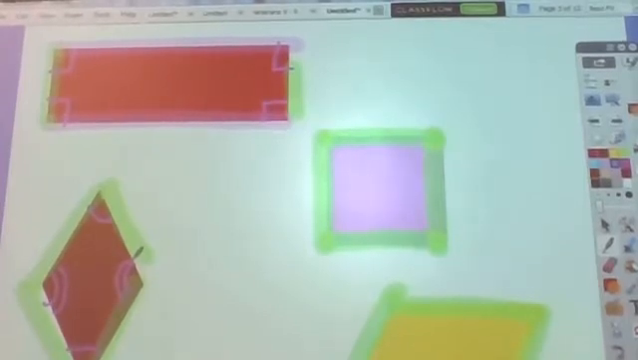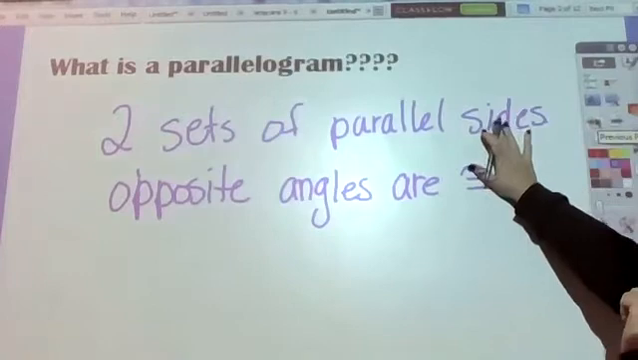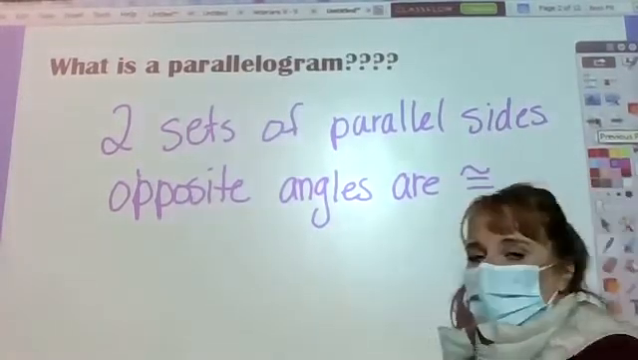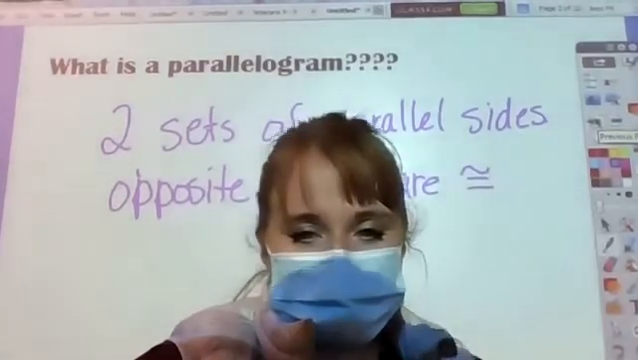Any questions about what a parallelogram is? No, we're good? Okay, so on the papers that you just got, can you please write down: a parallelogram has 2 sets of parallel sides and opposite angles are congruent. Write that down, please.